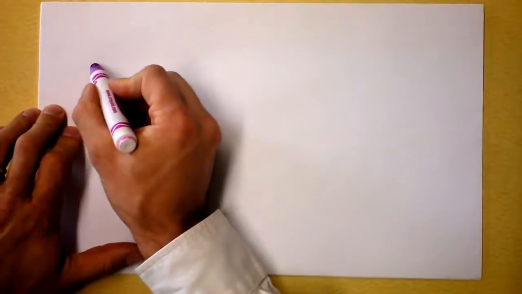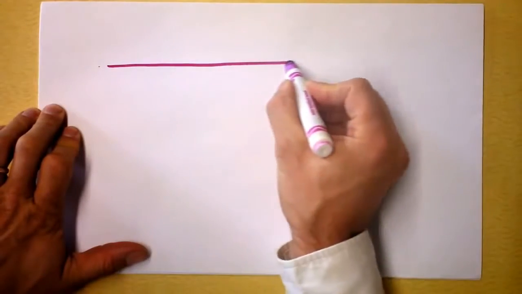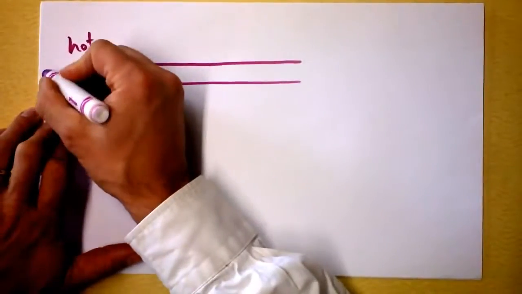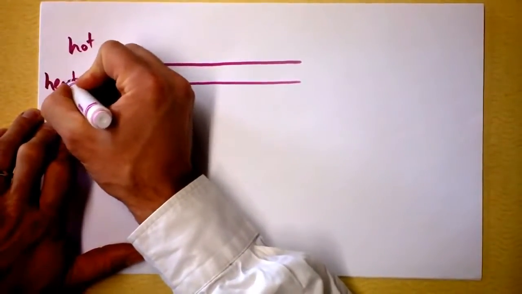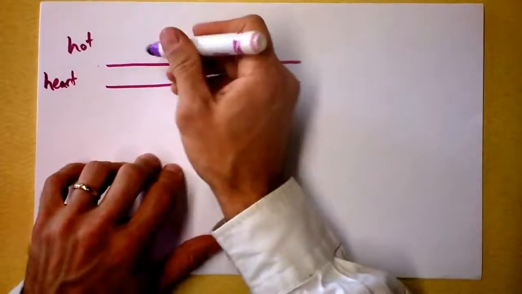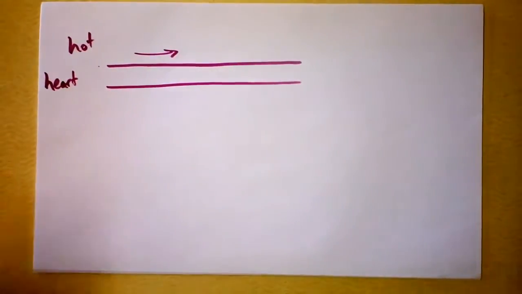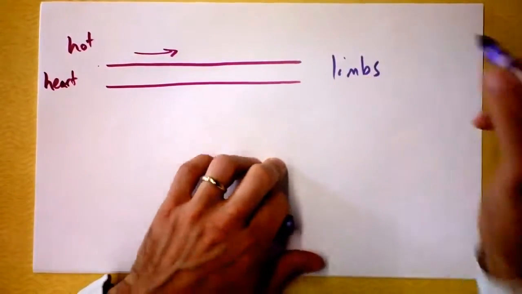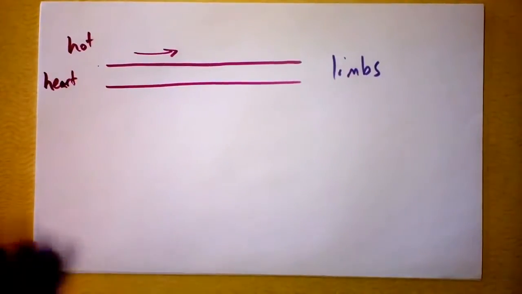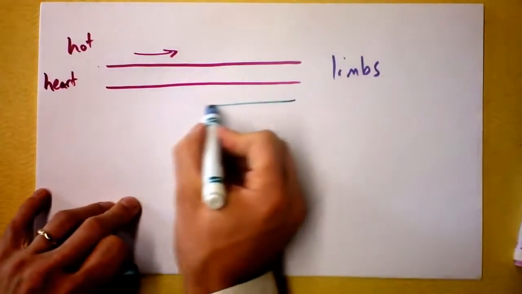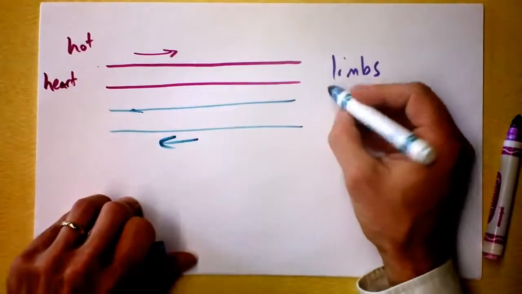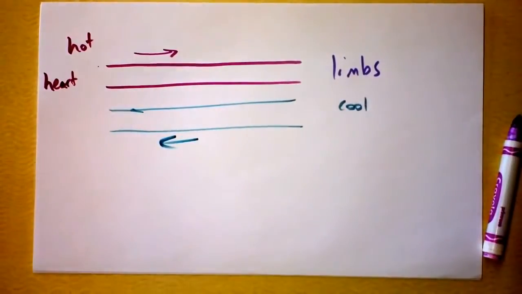I might have a hot, we can do it in purple. I might have a hot fluid coming out from my heart. Can you imagine that? That my heart over here is hot, and the fluid might be blood, and my body is pumping it that direction. And let's say these are the limbs. And the limbs are giving blood back to my heart, and the blood's going this direction, and it's a little bit cooler, right? So over here, the limbs are cool, and they have to remain cool.